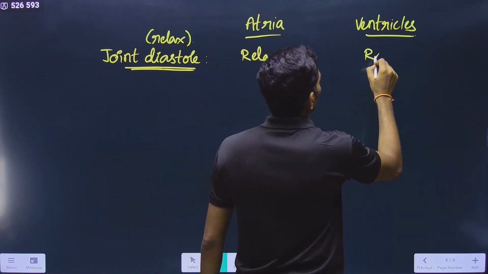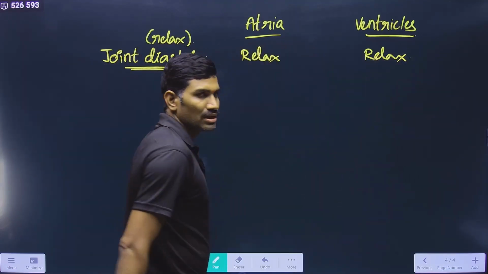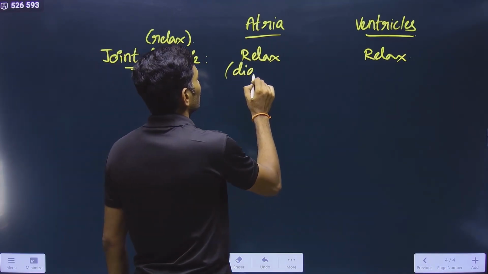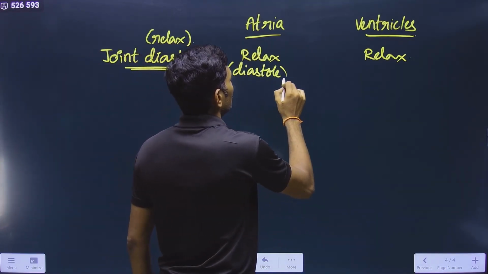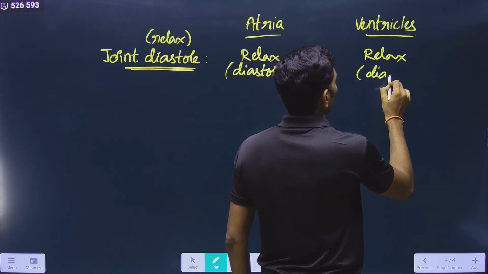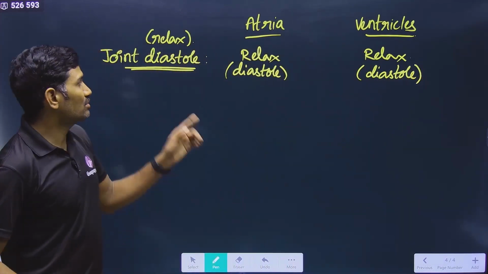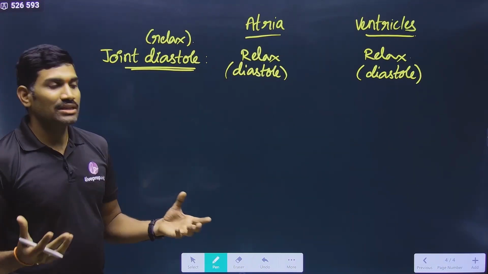Relax, relax. Understood or not? Relax, relax. That means it is in diastole. It is also in diastole. That's why, since both atria and ventricles are in diastole, this step is called joint diastole.